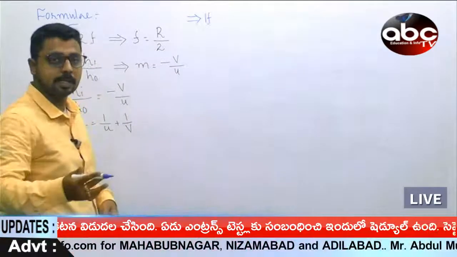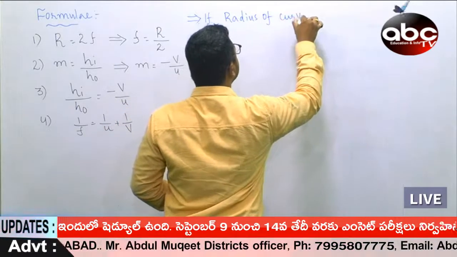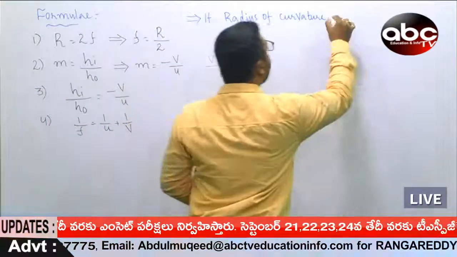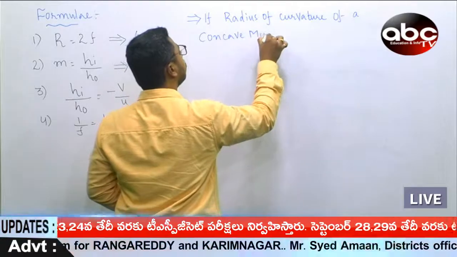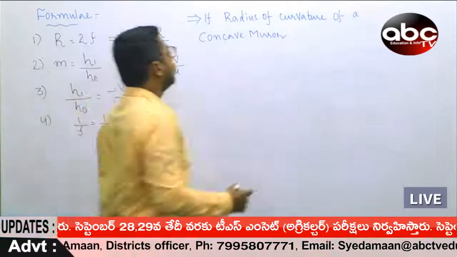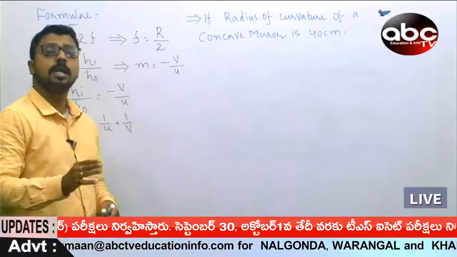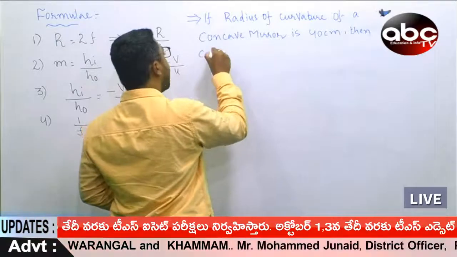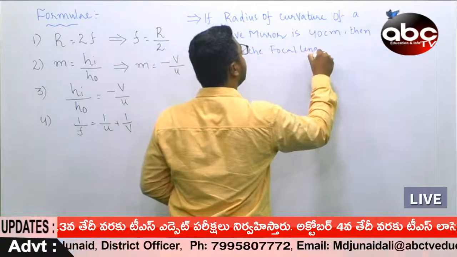If, for suppose, radius of curvature of a concave mirror is 40 centimeter, then calculate the focal length of the mirror.